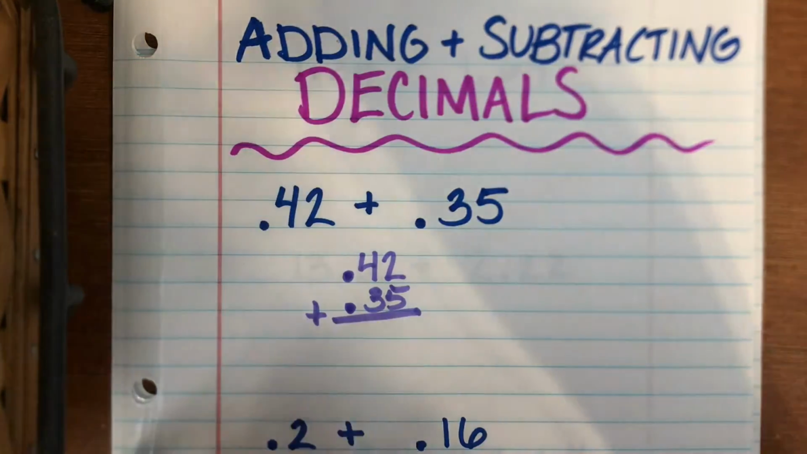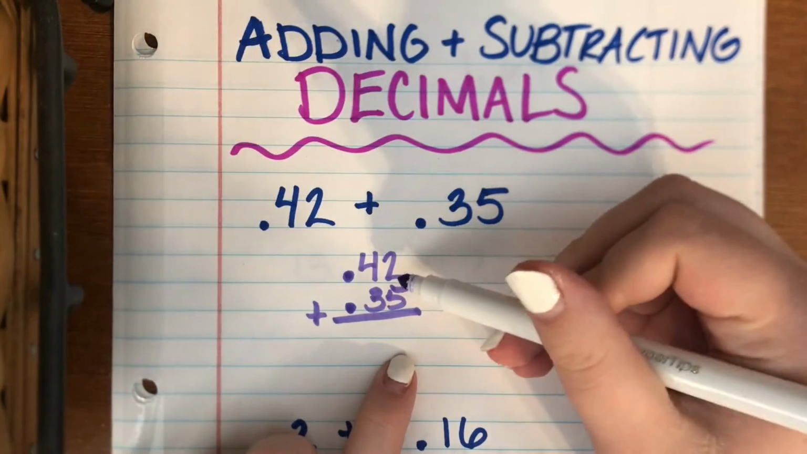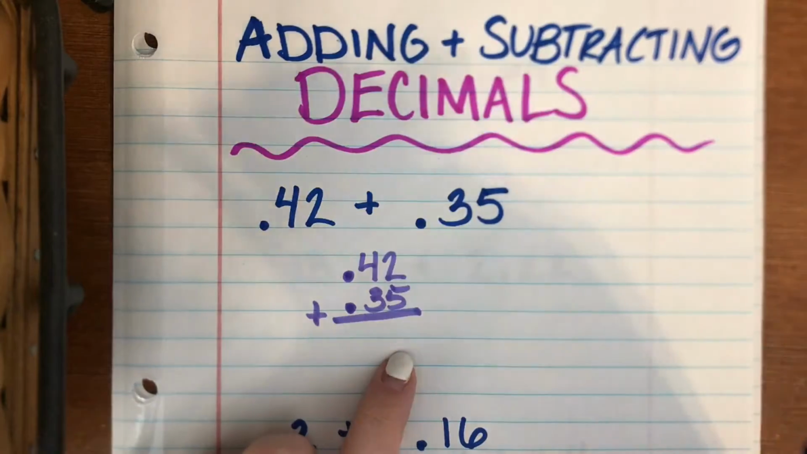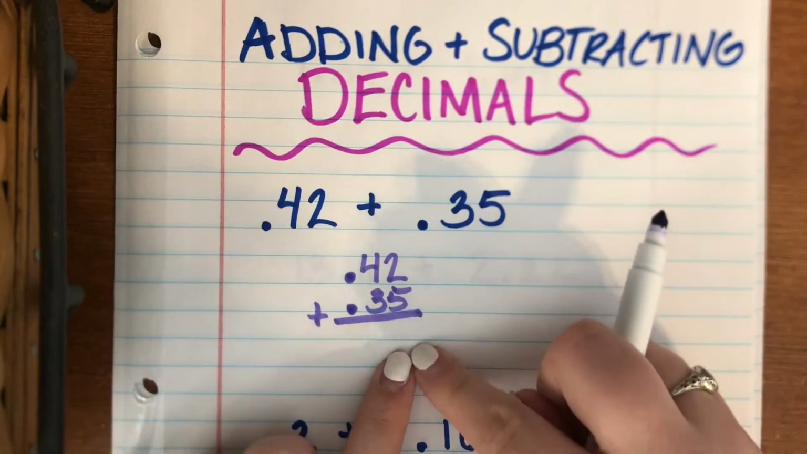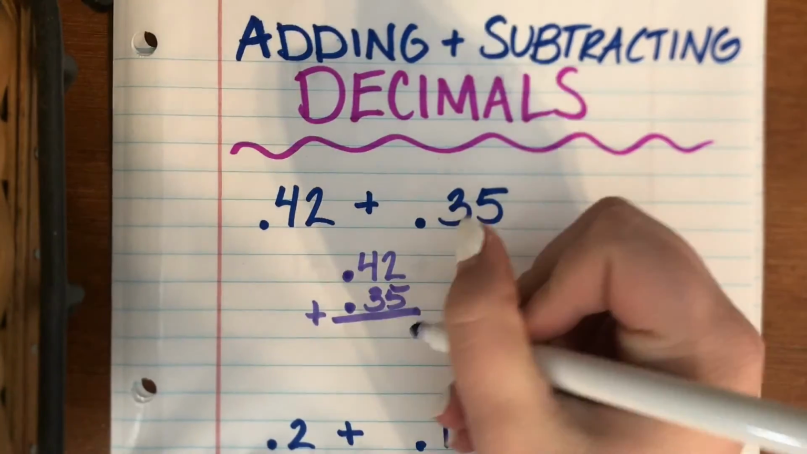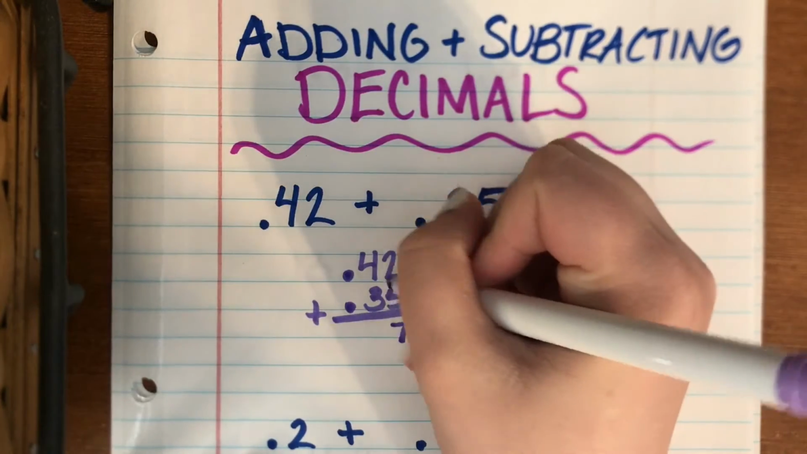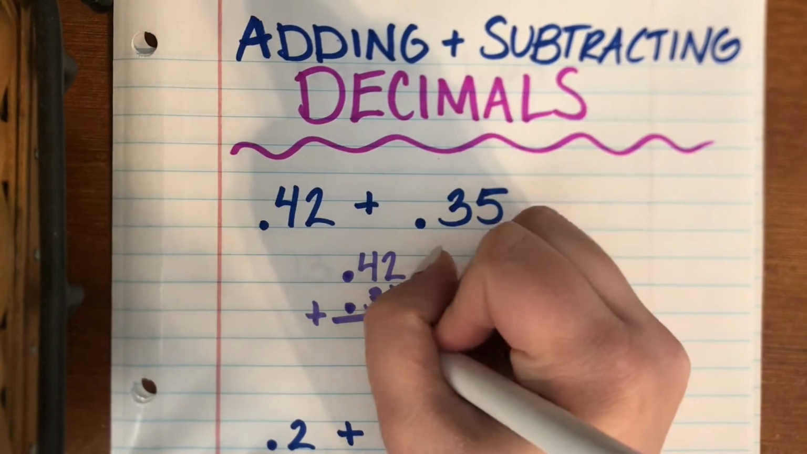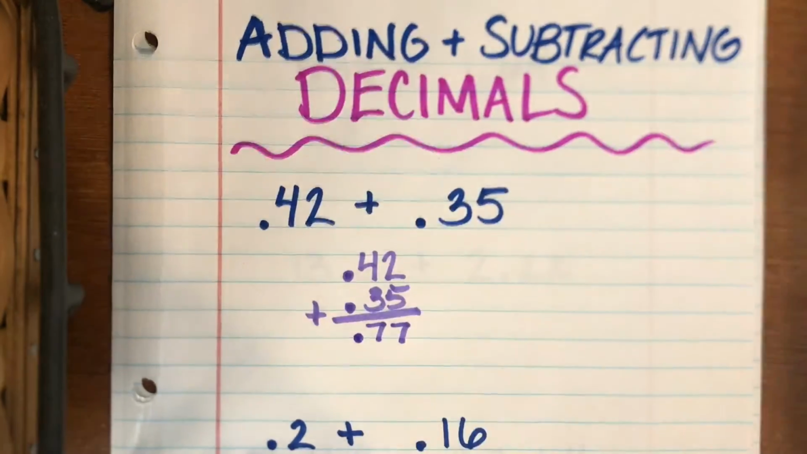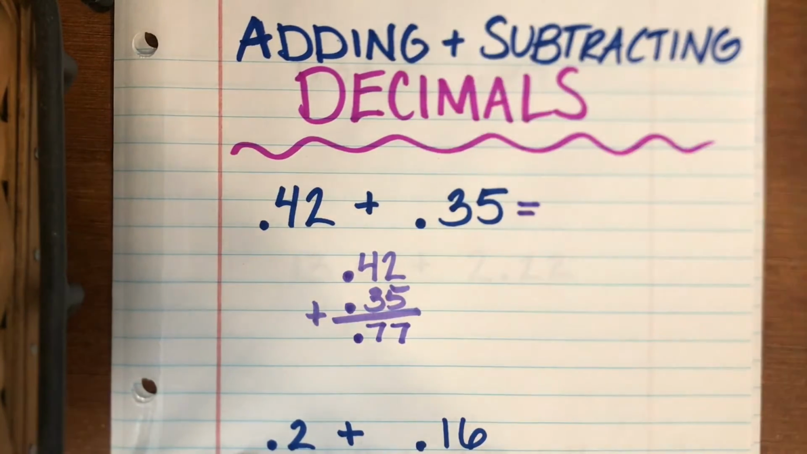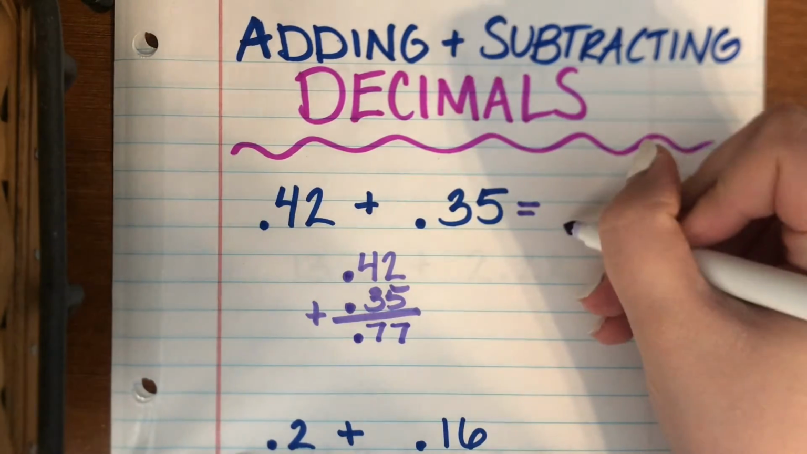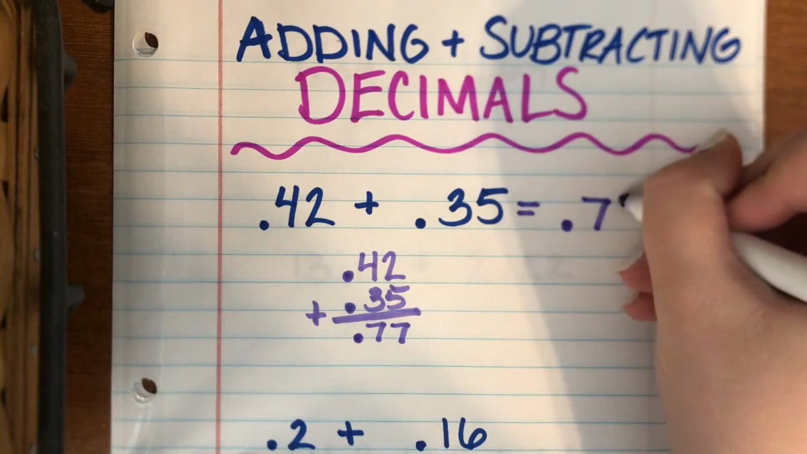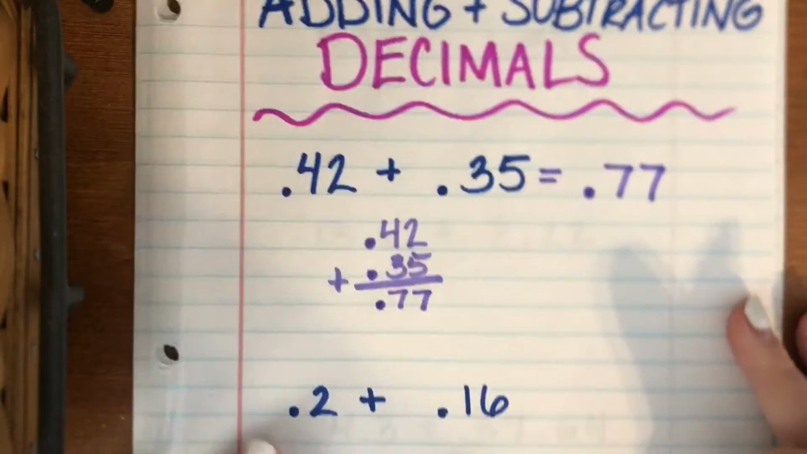So, first off, I've got 42 hundredths plus 35 hundredths. So I always start with the ones. 5 plus 2 makes 7. 4 plus 3 makes 7 as well, and then keep our decimal place. So 42 hundredths plus 35 hundredths equals 77 hundredths.